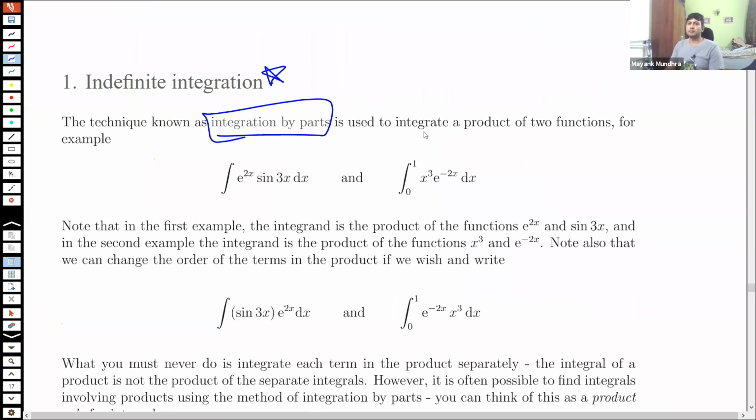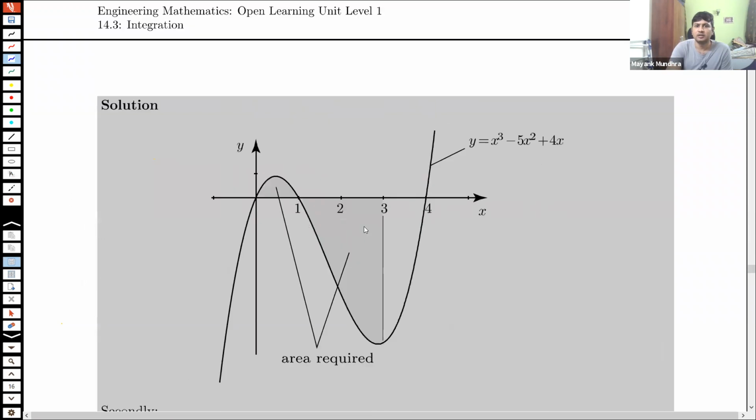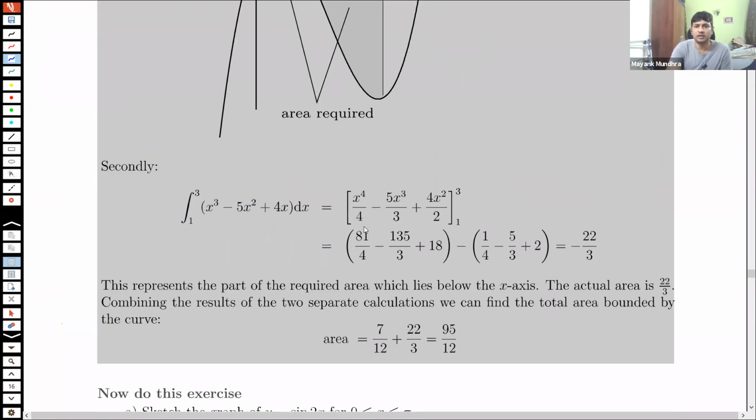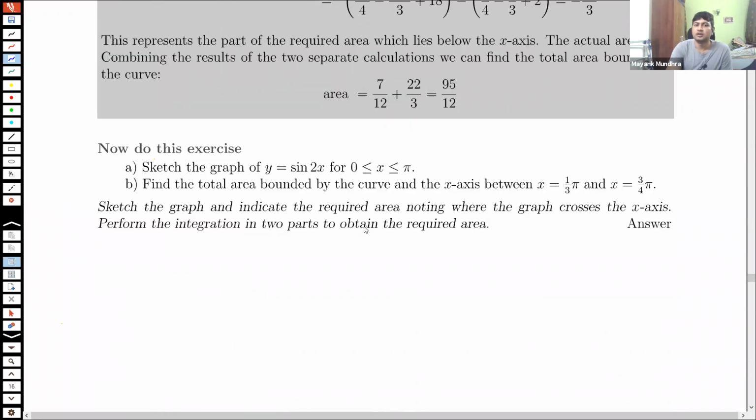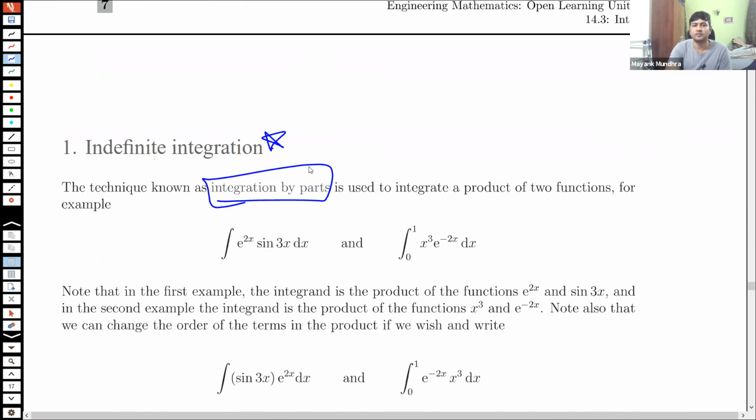So in integration by parts, sometimes I have a multiple of two functions and I want to integrate it. All right, by the way, I'm rushing a bit here. There would be a few problems which you have to do. So these different examples which they are given, do that, and do this function also, sketching the graph and stuff.